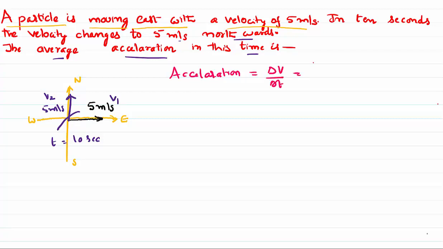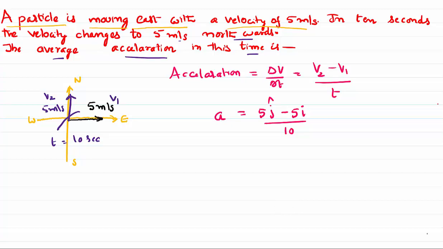Delta v is nothing but final velocity minus initial velocity, and a time is given for you. v2 is 5 along the north, that's j cap, minus v1 which is 5 along the east, that's nothing but i cap. It is given that the time is 10 seconds. That's what the value of the acceleration is.